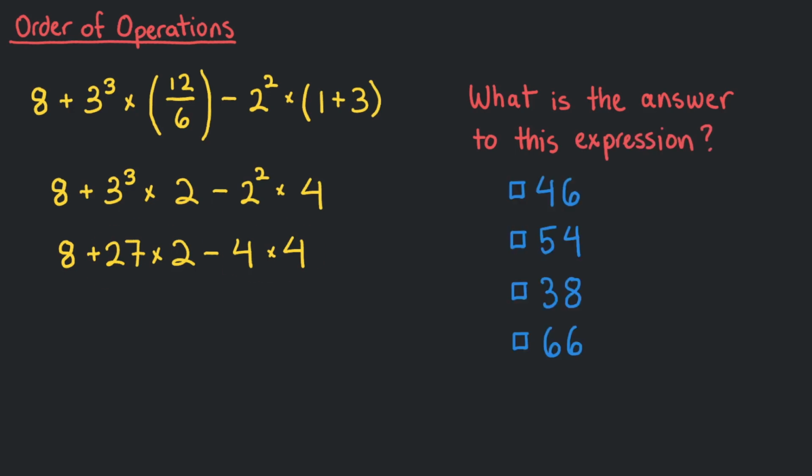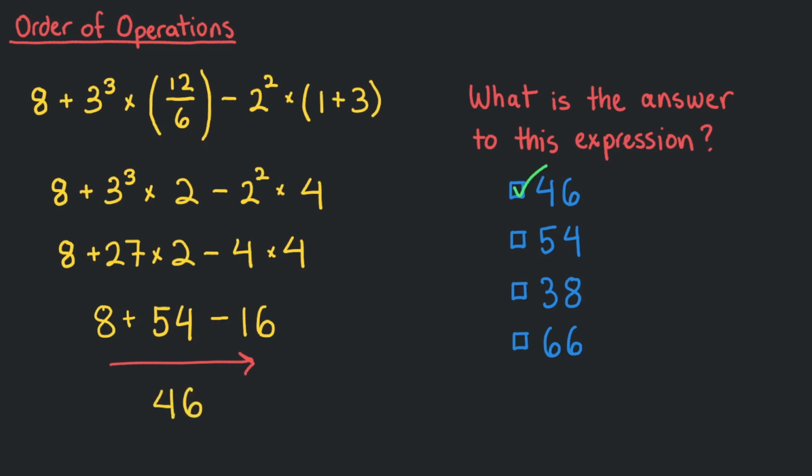We will do the multiplication and division from left to right. So 27 times 2 is 54, and 4 times 4 is 16. This leaves us with 8 plus 54 minus 16. Finally, addition and subtraction from left to right gives us an answer of 46.